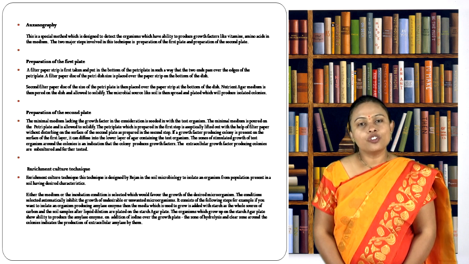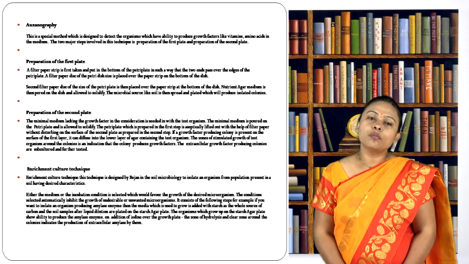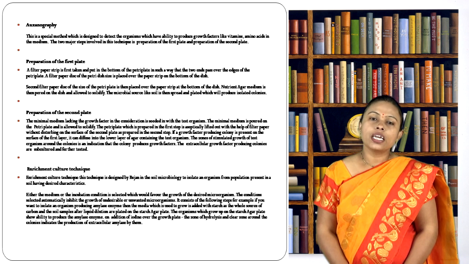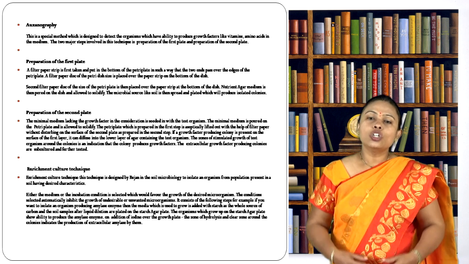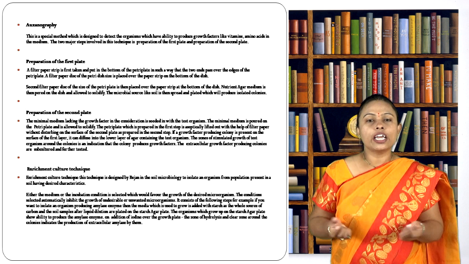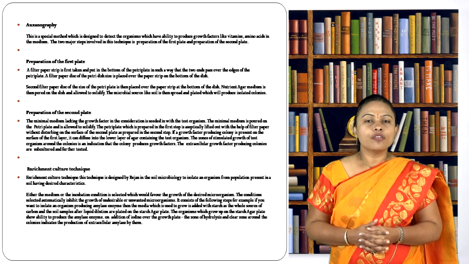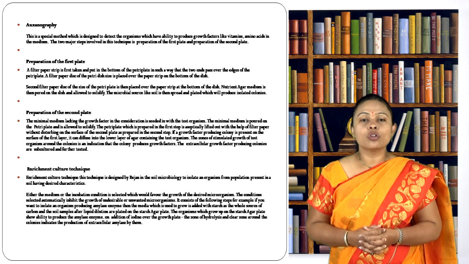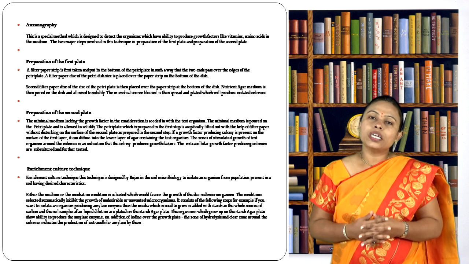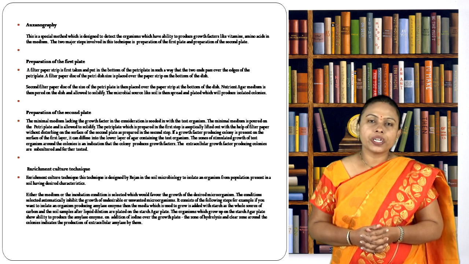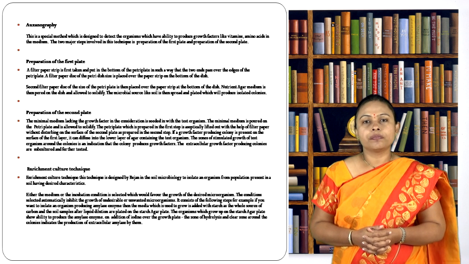A filter paper strip is first taken and put in the bottom of the Petri plate in such a way that the two ends pass over the edge of the Petri plate. A filter paper disc of the size exactly equal to the bottom of the Petri plate is placed upon that filter paper strip at the bottom of the Petri plate.